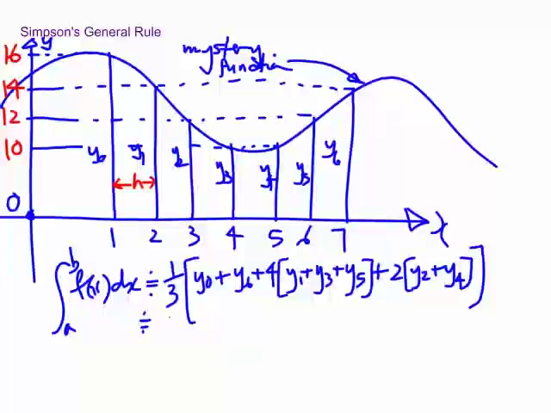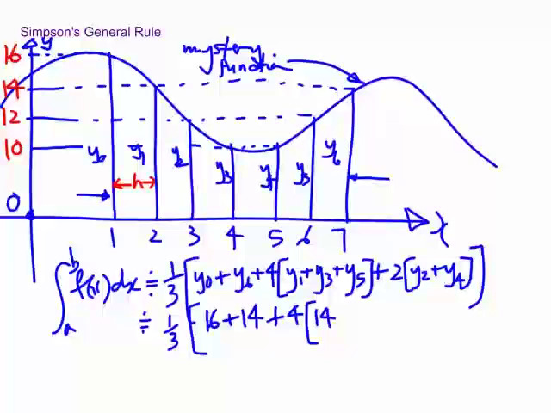1/3. Now y0, you can see here, y0 is actually 16. The first one is 16. This one is y0, 16 high. The last one on the end here is actually only 14 high. Now we have 4 times. Now y1 is 14.